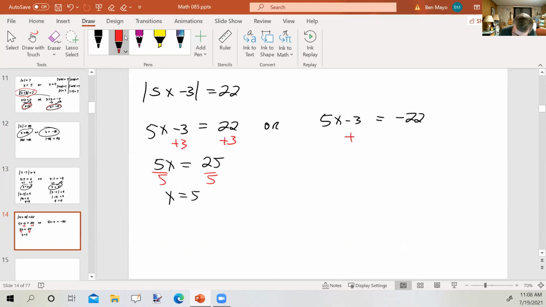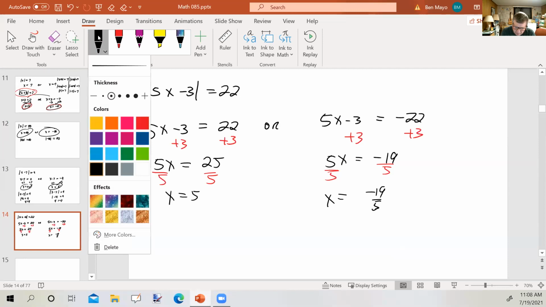Solving the second equation, we'll add 3 to both sides, and we get 5x equals, what would that be? Negative 19, is that right? Then dividing both sides by 5, we get x equals negative 19 fifths.